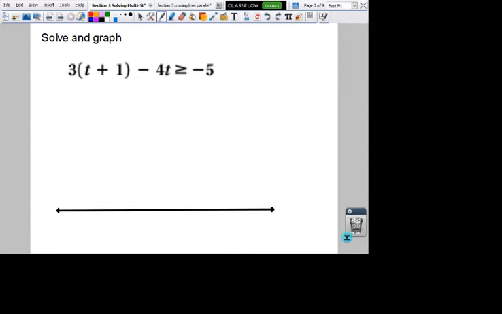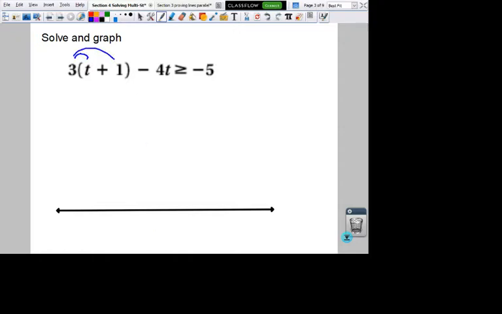But they're going to get a little bit tougher. We're going to get into some tougher inequalities. So, let's look at this one on the board. I have 3 parentheses, t minus 1. Then outside of that, I got minus 4t, and it's greater than or equal to negative 5. So, your turn. Ruben, what do we do first? You distribute it. Yep, we're going to distribute right here.